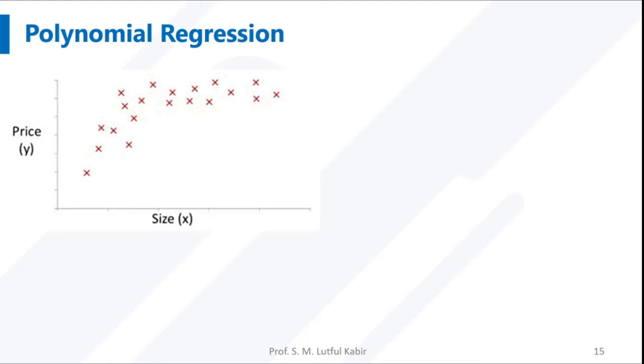If you look into the data shown in the figure, a straight line cannot be a good fit for this data set. You may think of a polynomial equation like this one: theta 0 plus theta 1 x plus theta 2 x squared. So this equation may be a better fit rather than a straight line. If you draw a polynomial equation, it will be something like this one. And it is not a good fit because if size increases, price cannot go down.